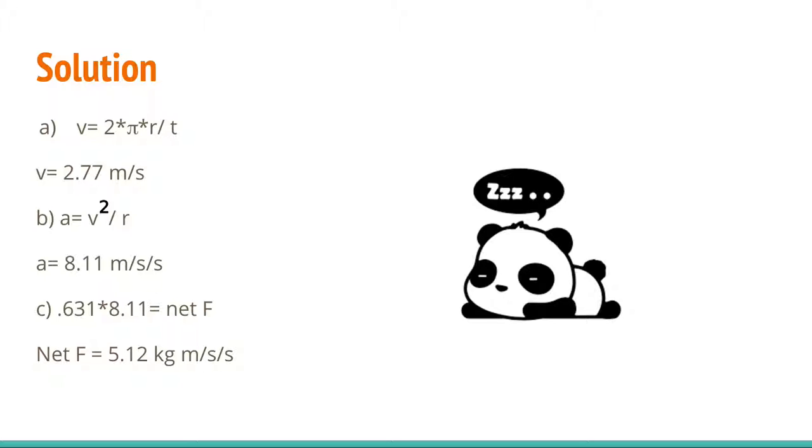Because this is a horizontal circle, the force of gravity is not going to come into effect whenever calculating the net force, and net force is just going to be equal to our centripetal force. Remember, centripetal force is just mass times acceleration, so we can take our mass of the plane, which is 0.631 kilograms. Remember, we had to convert that from grams into kilograms. And our acceleration is 8.11, and we end up with a net force of 5.12 kilogram meters per second squared.